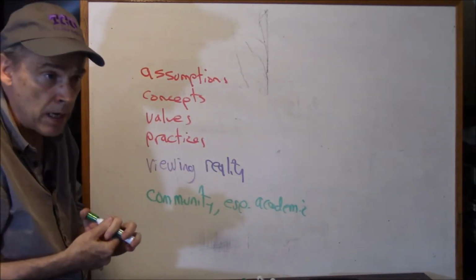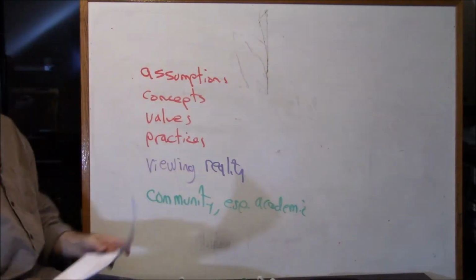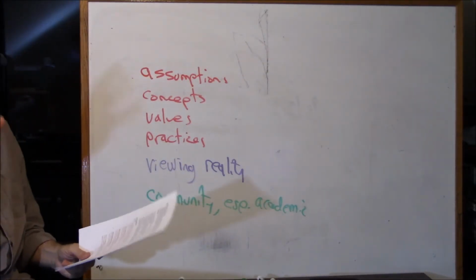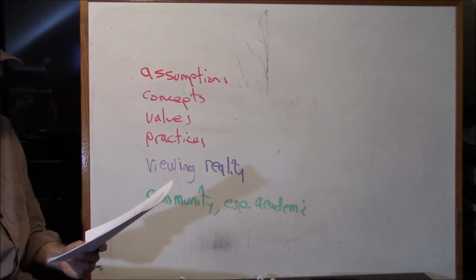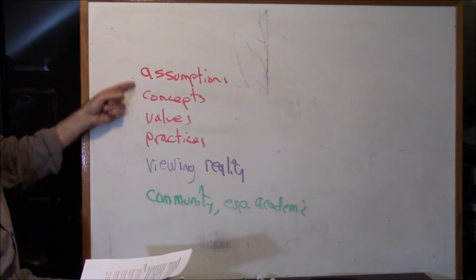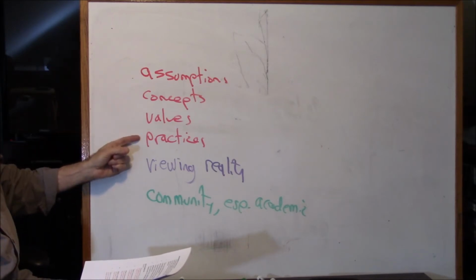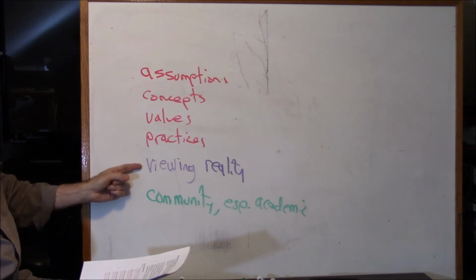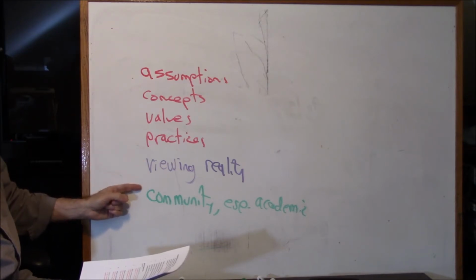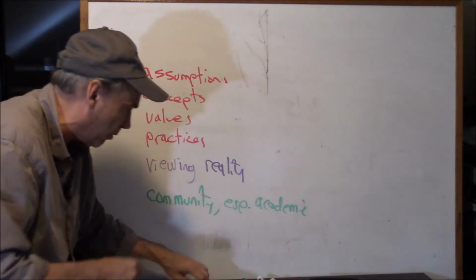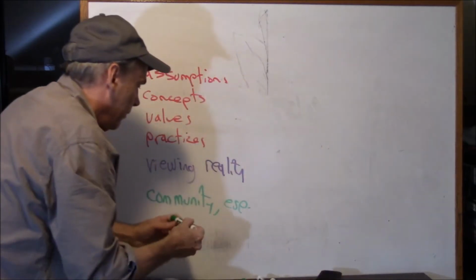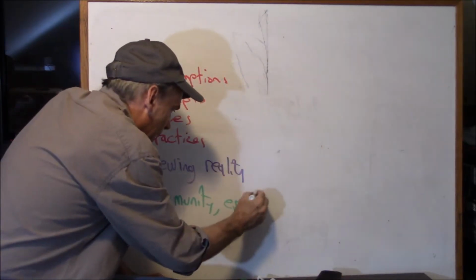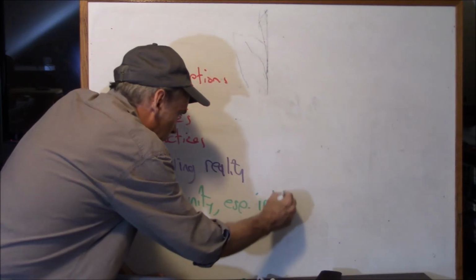Okay, so let me read the definition. What is a school of thought? What makes it a school of thought and not just Bob sitting over there in the corner pouting because nobody else believes what he believes? It is a set of assumptions, concepts, values, and practices that constitutes a way of viewing reality for the community that shares them, especially an intellectual community. Because it doesn't have to be academic, per se.